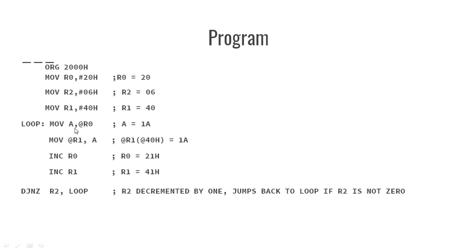Okay, then we get this. We'll come back to here and we'll take 21 data into A, and that will be given to 41. Then again increment these two so that it will become 22 and 42. Next it will be pointing towards the next data, next address. Okay, then again decrement this R2. If again it is not 0, it will come back here. So it will be repeated until we get all 6 data transferred.